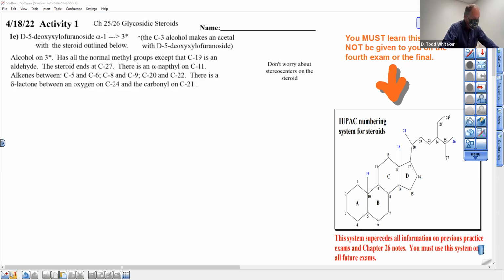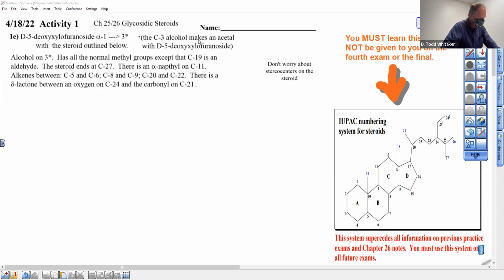We're going to continue our discussion of lipids. In our first example, the lipid is attached to a carbohydrate. So what we have here is a carbohydrate, D-5-deoxyxylofuranoside, careful how you spell that. Xylofuranoside is alpha 1 to 3 with star. And what is star? Well, star is this here.